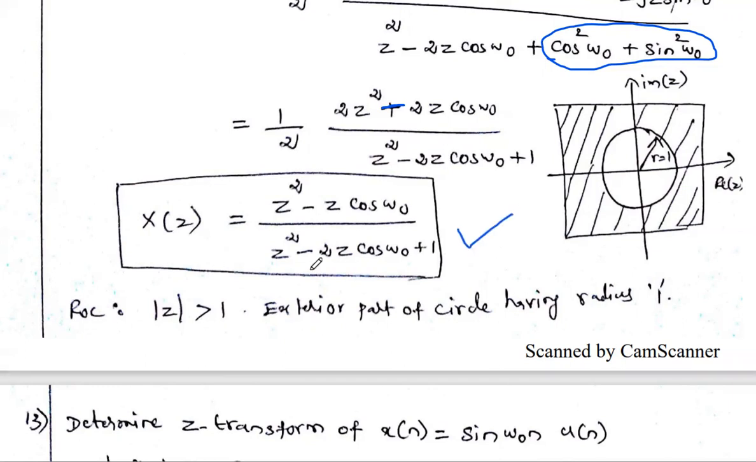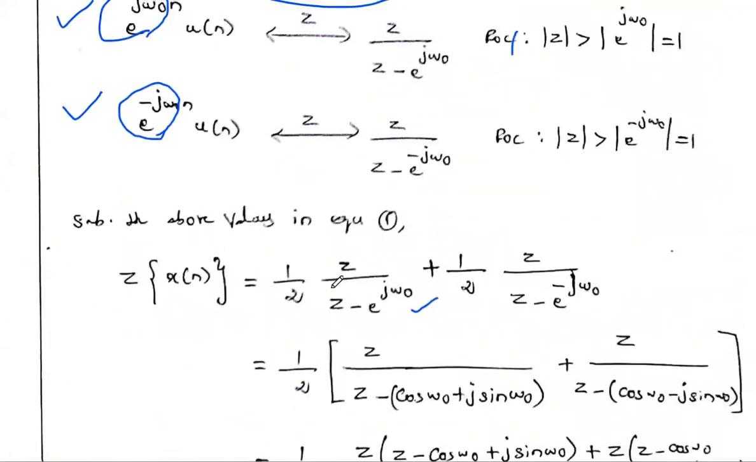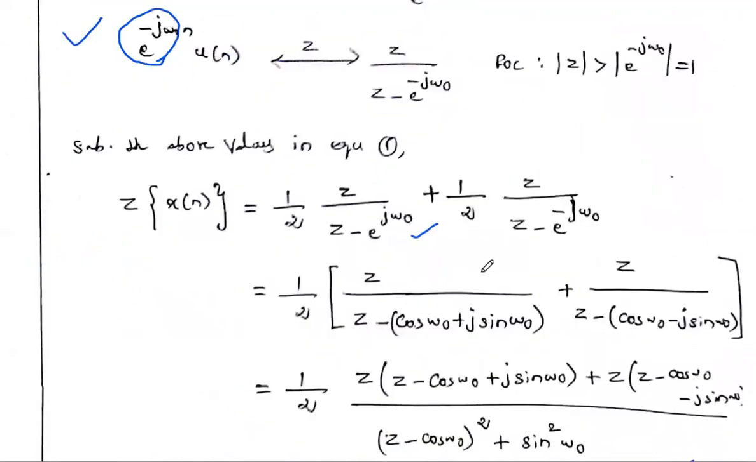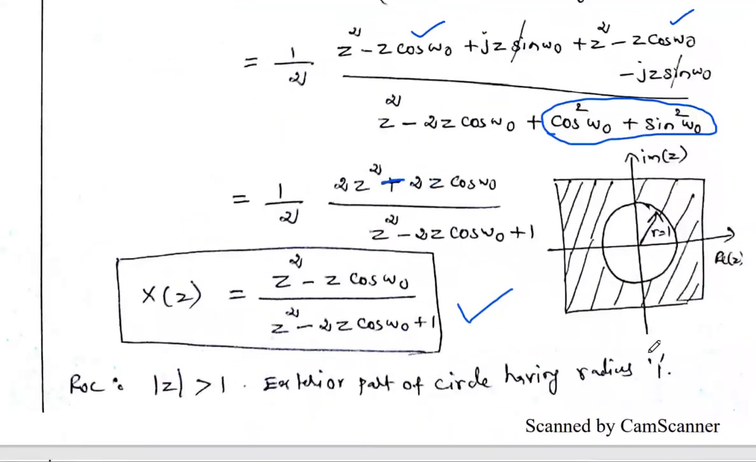So these are all the standard answers, and we have to draw the ROC. According to the ROC, the first signal has ROC modulus of z greater than 1. The second signal also has ROC modulus of z greater than 1. So what is the combined ROC? Same only, modulus of z greater than 1.